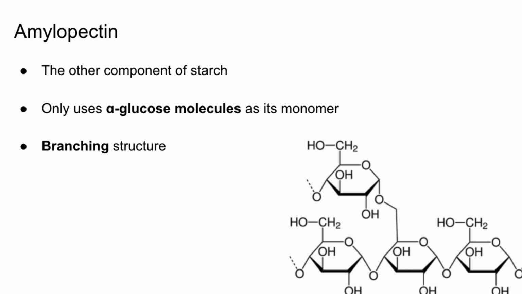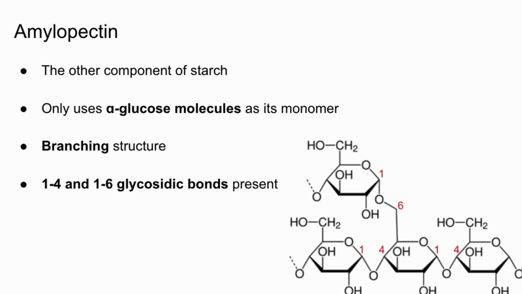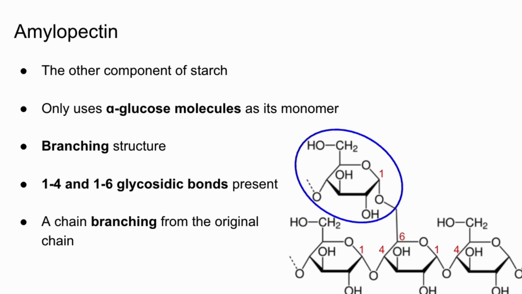And branching has important functional consequences because it greatly increases the number of terminal glucose units, which is going to allow enzymes to act on many sites at the same time. As a result, amylopectin can be hydrolyzed much more effectively and rapidly than amylose when glucose is required.